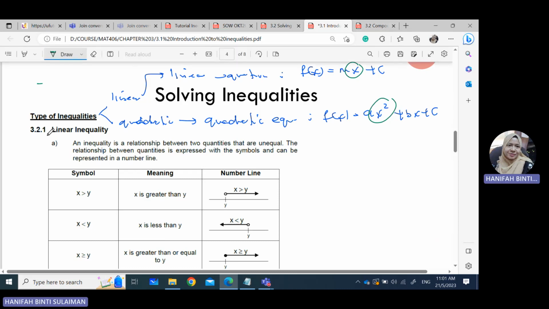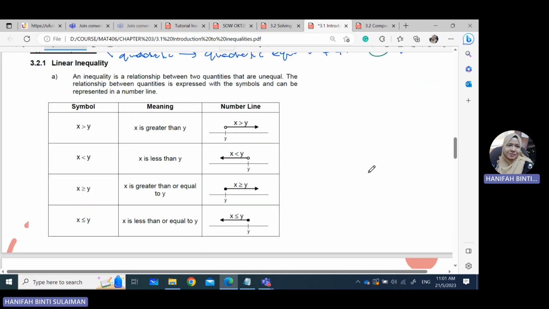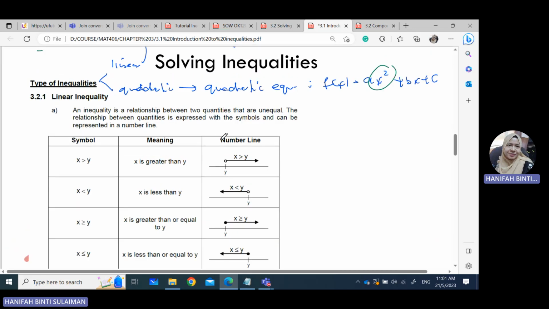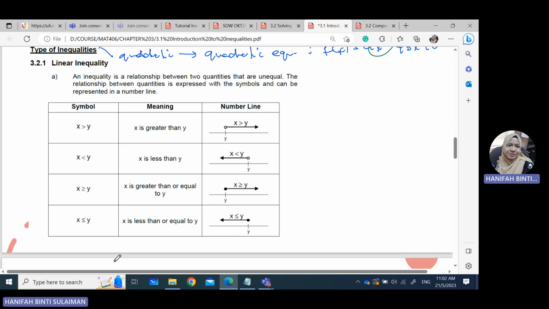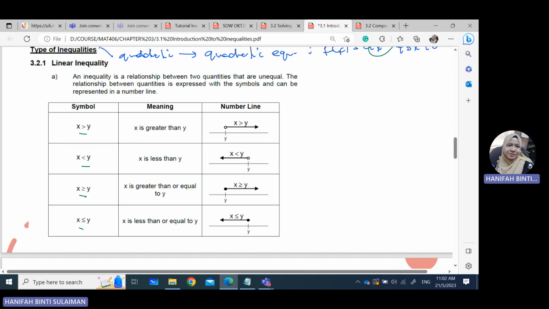Okay. Right, so yang ini linear inequality. So linear inequality is quite simple. We just solve for x. Okay, so here we have 4 symbols. Untuk inequality kita ada 4 jenis lah, iaitu greater than, less than, greater than or equal, and less than or equal. So ini adalah inequality sign. Sama ada lebih besar, kurang, lebih besar sama dengan ataupun kurang sama dengan.